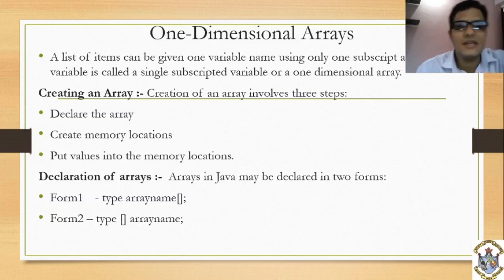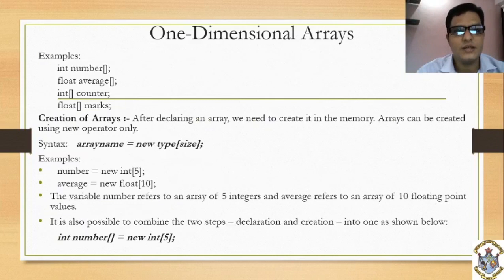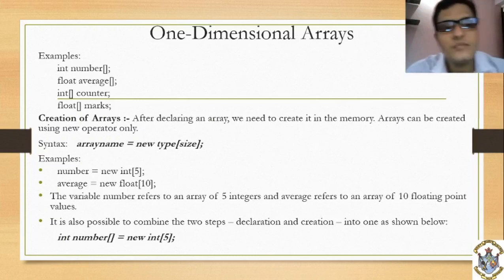Okay, let us see how to declare arrays. Arrays in Java may be declared in two forms. Form 1: data type, array name, square brackets, terminated with a semicolon, and it doesn't consist of a size, right? So if you define it with empty square brackets, you are declaring an array. Otherwise, form 2: type, square brackets, array name. This is also the declaration of an array. Now let us see an example: int number[], float average[], int counter[], float marks[]. So what we are doing here is the declaration of arrays.